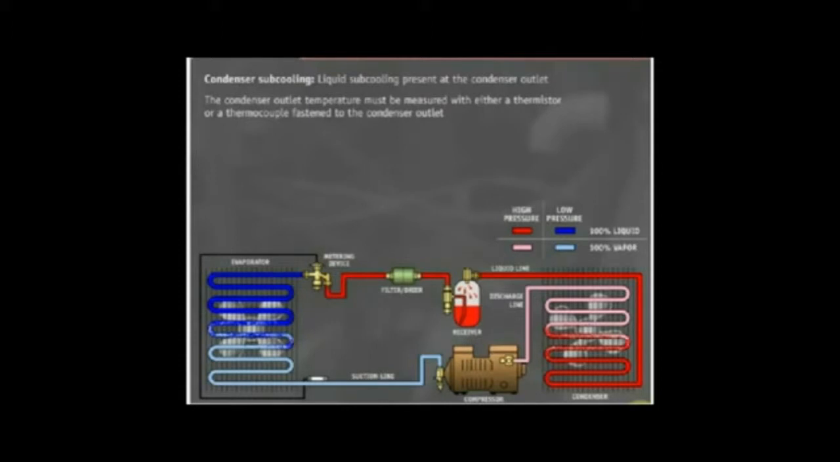The saturated temperature may be acquired by reading the condenser pressure on the condenser outlet with a gauge, then using a pressure-temperature chart to find the saturated temperature of the refrigerant. If pressure drops exist in a system, the pressure must be measured where the temperature was taken to obtain an accurate liquid subcooling amount.